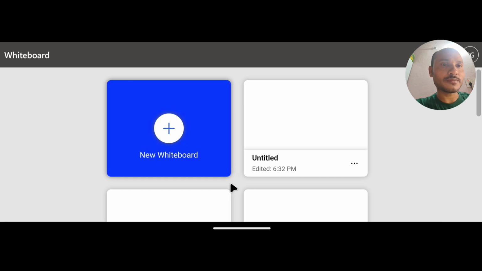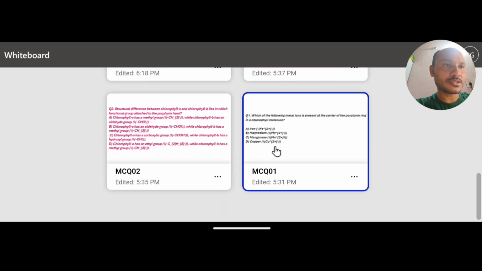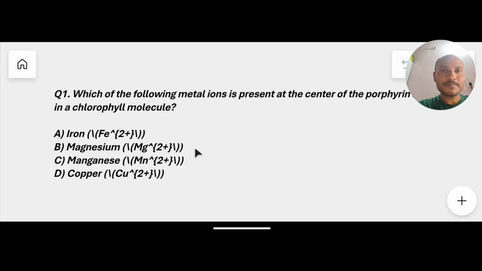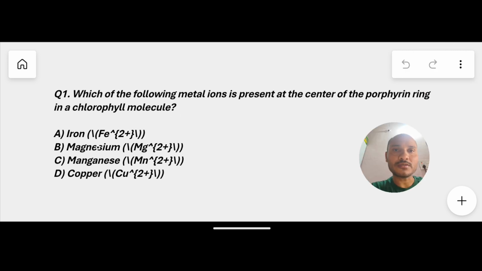Now we move on to MCQs. Here I have provided 3 MCQs. Read it. Which of the following metal ions is present at the center of the porphyrin ring in a chlorophyll molecule? Iron, magnesium, manganese, copper.